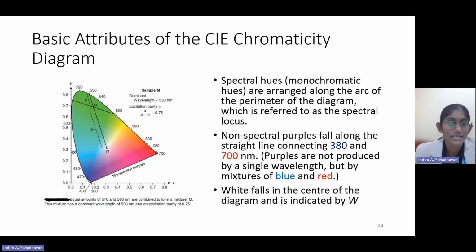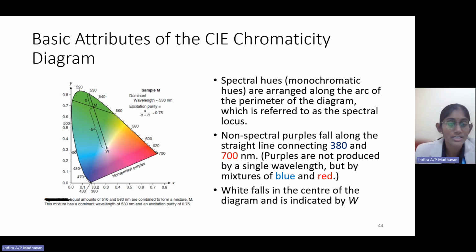Okay, so it is actually arranged along the arc of the perimeter of the diagram, which is referred to as the spectral locus. So this line from the dot here and all the lines up to the 700 nanometer is known to be the spectral locus. It is a monochromatic light.